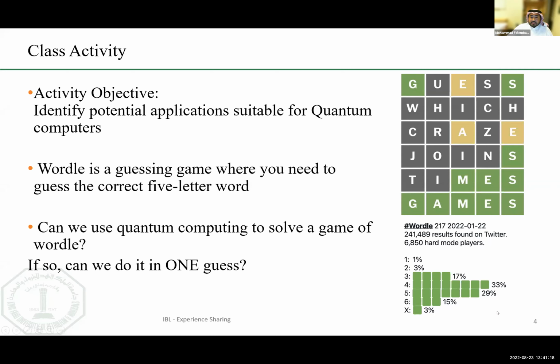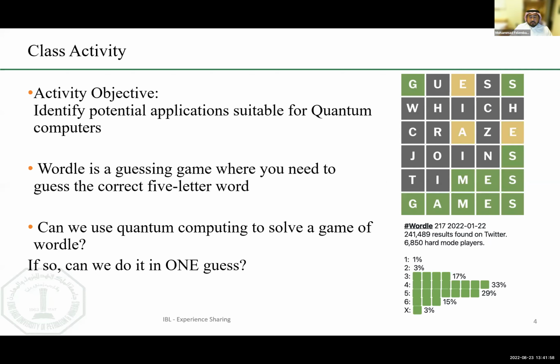This is the statistics of about 2,200 times Wordle was played. Most of the words were found in 4 attempts, right? 33% of the time it was found on the 4th attempt. To make things a little more challenging, the question is, can we do it in exactly 1 guess? If you are interested, I could explain it to you, but I need a longer session. And for the activity, I made a group discussion.